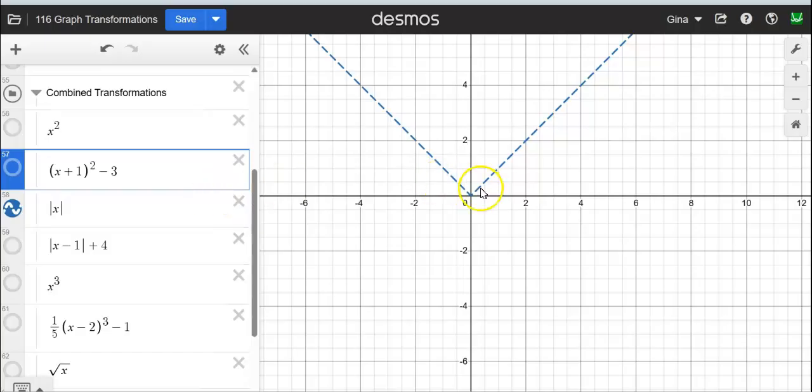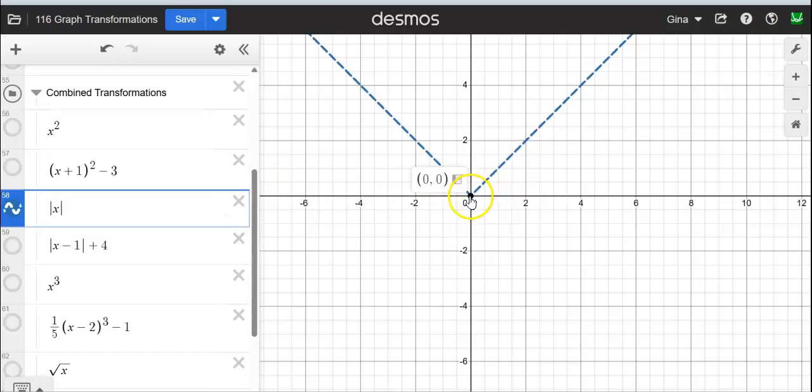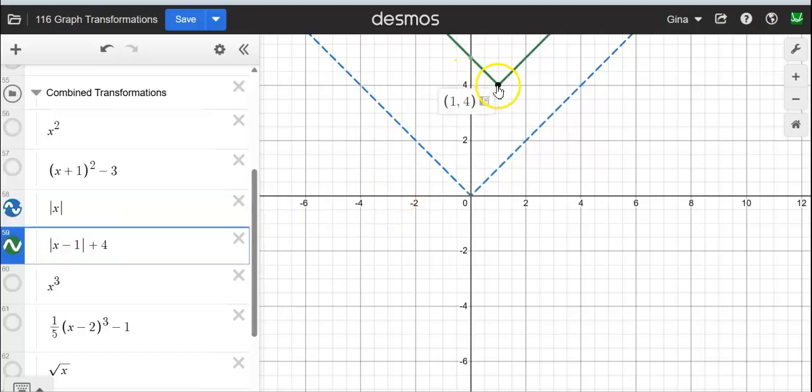Looking at the absolute value graph, we also have 0, 0 sort of as our reference point. This graph is going to be shifted to the right by 1 and up by 4. Our new corner here is 1, 4.